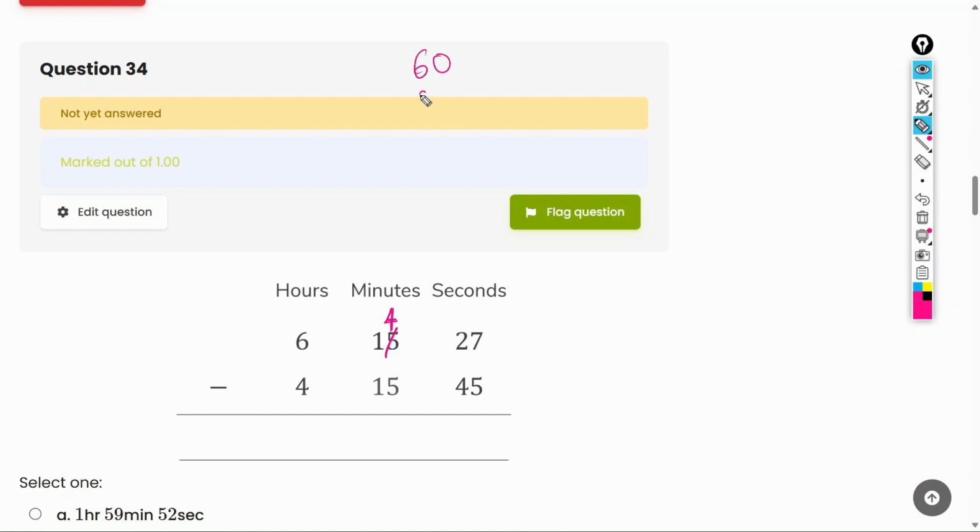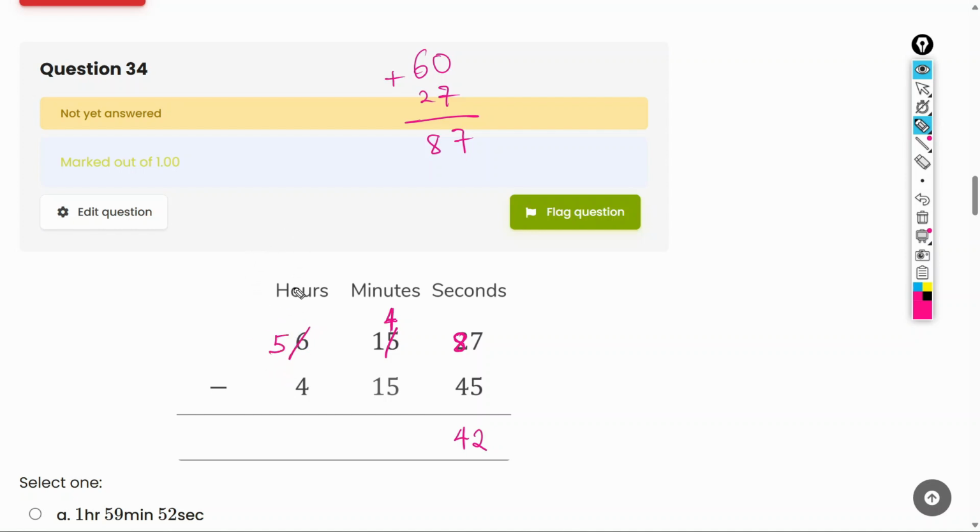So 60 plus 27, 87. That's 87 seconds minus 45 seconds. 7 minus 5 is 2. 8 minus 4 is 4. Now, we have 14 minutes minus 15 minutes. It wouldn't work, so we need to borrow 1. So 1 from 6 is 5.